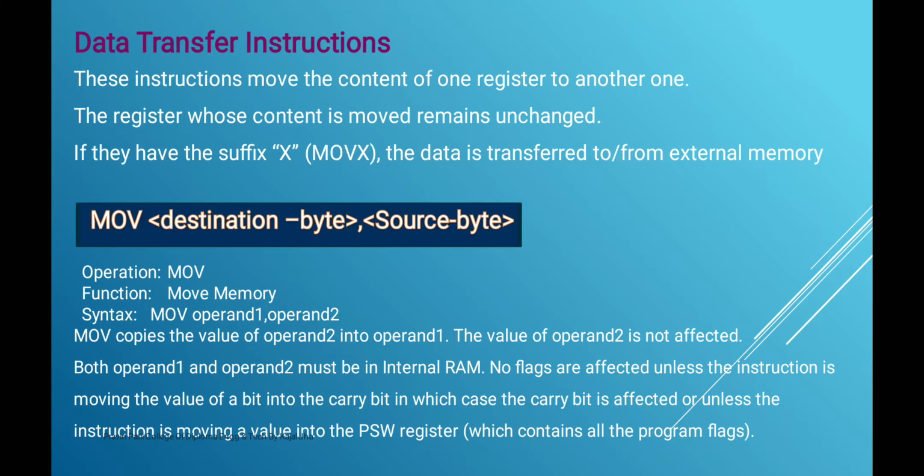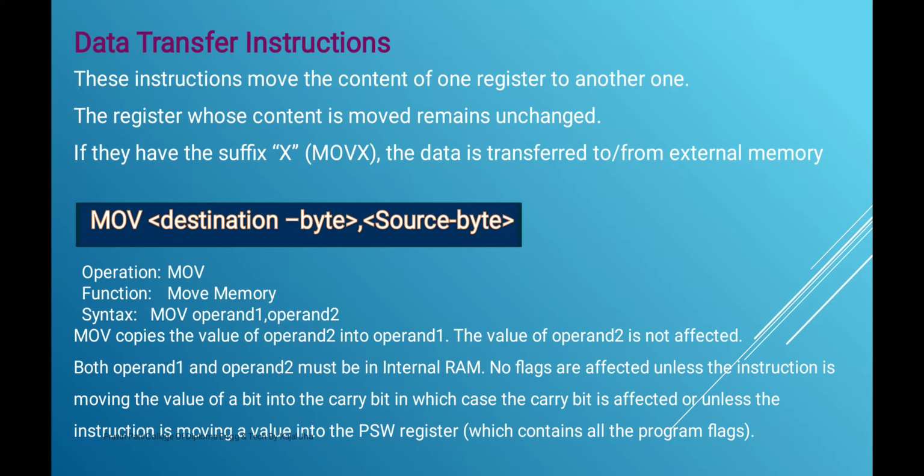Destination byte means what? From the source byte we add the content to the destination byte. Okay, so operation is MOV. Function is what? Move memory. Syntax: MOV operand 1 and operand 2. MOV copies the value of operand 2 into operand 1. The value of operand 2 is not affected. Both operand 1 and operand 2 must be internal RAM.